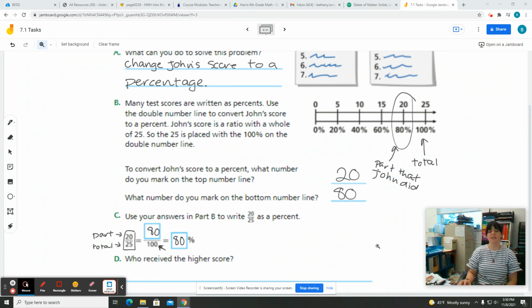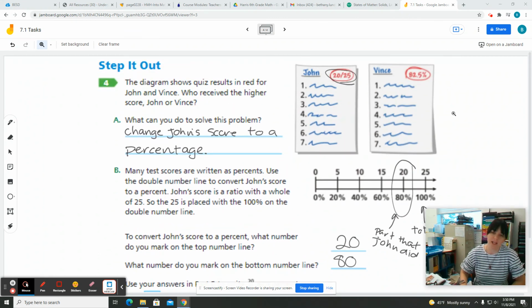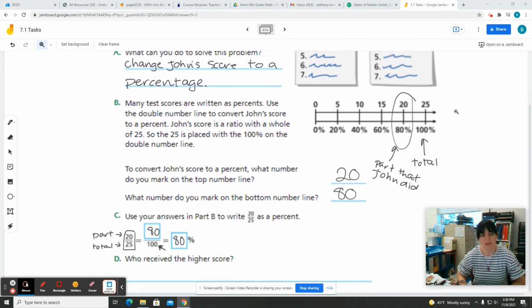So let's look at the two scores. John got 80% and Vince got 82.5%. So if John got 80% and Vince got 82.5%, then who received the higher score? You are going to go ahead and answer that one on your own.